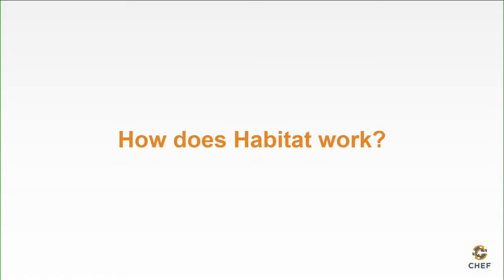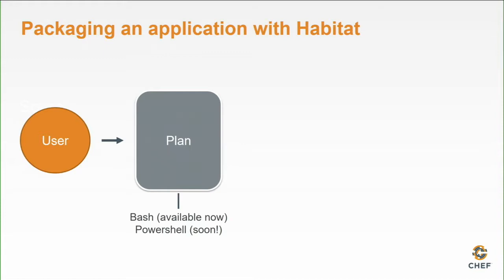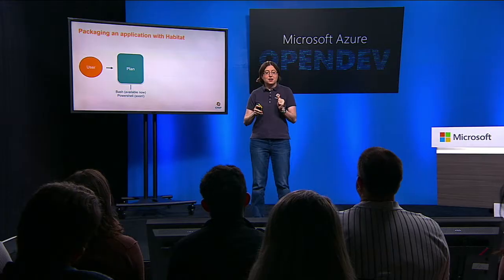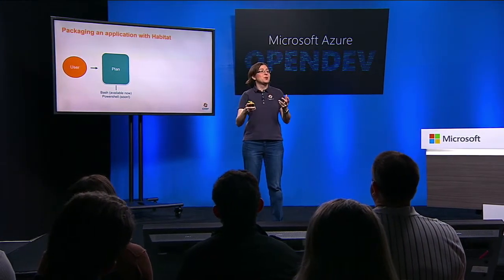And the clearest way to understand how this works is to look at the workflows for both packaging and running an application with Habitat. So when you package an application with Habitat, it starts with the user. This is you at your workstation. It doesn't matter if it's Windows, Mac, Linux, Habitat works on all of them. And at that workstation, you're going to create a plan. This plan will include instructions on how the application should be set up wherever it is deployed, and we will look at a live example of this in just a moment. So when you're creating a package for a Linux system, you would write this plan in Bash. Eventually, you will also be able to create packages for Windows, and you would write those plans in PowerShell.